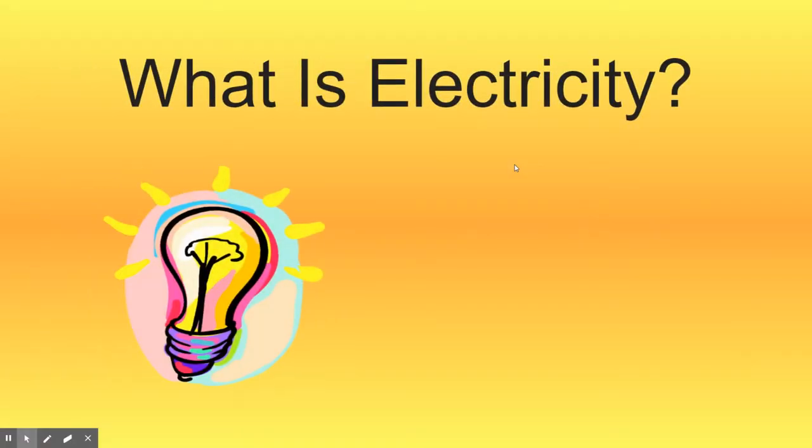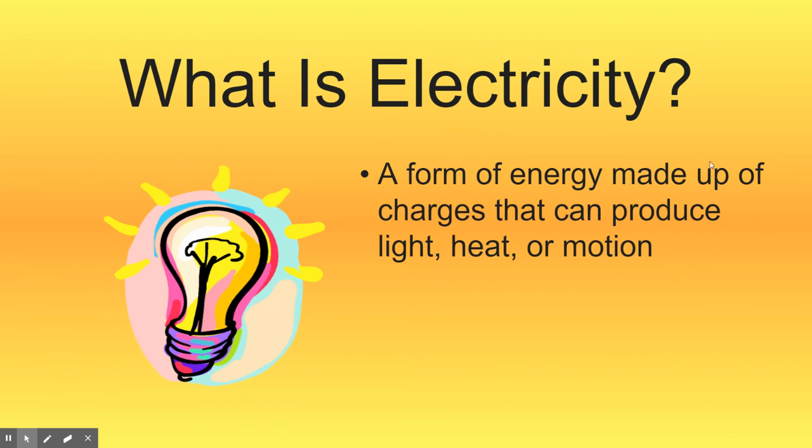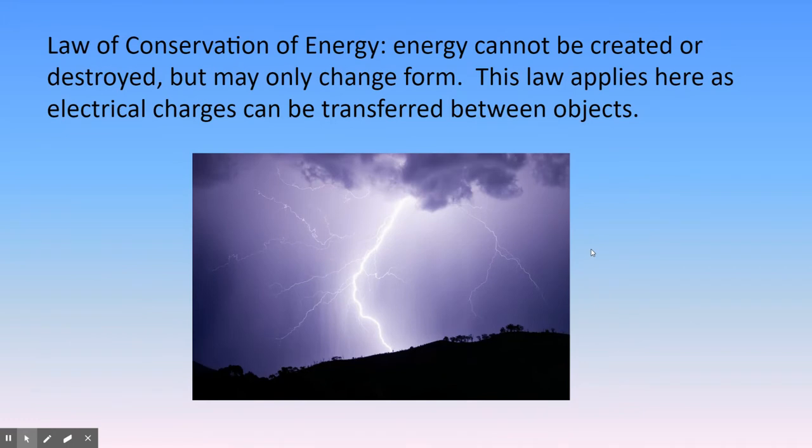So what is electricity? Electricity is a form of energy made up of charges that can produce light, heat, or motion. Okay, so there is a law of conservation of energy, which states that energy can't be created or destroyed, but may only change form. This law applies here as the electrical charges can be transferred between objects. So the energy that's sent down here is being transformed into light and heat.